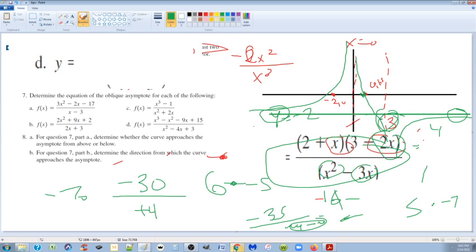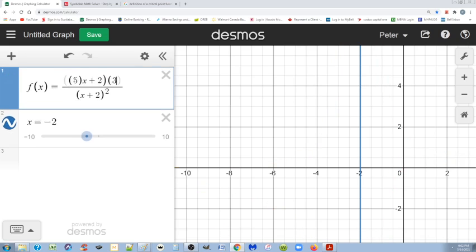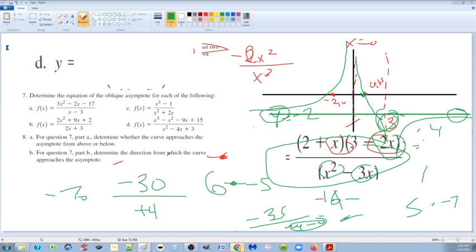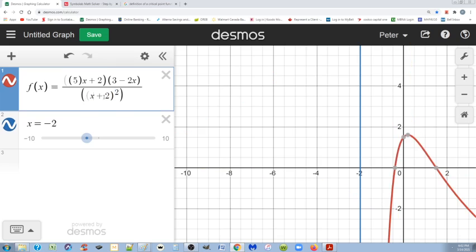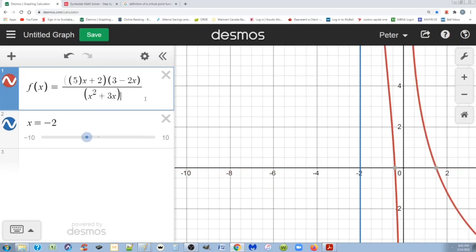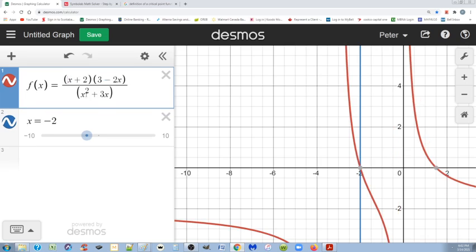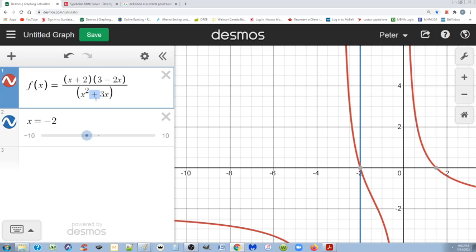So let me see if I got it right, though. 2 plus x, 3 minus 2x. Doesn't help that they put everything in reverse order. It also helps for you to expand it and to factor x squared minus 3x. Notice they've factored the top but expanded the bottom, which is weird. There, I think I got it. Let me make sure. Oh, no, that's not correct here. I think it's x plus 2, which is the same thing as 2 plus x. Yeah, 3 minus 2x, yep. x squared minus 3x, so that makes a difference.